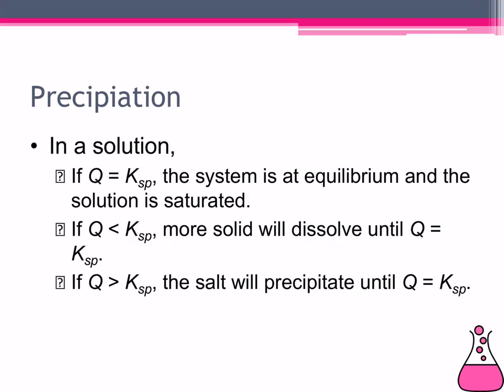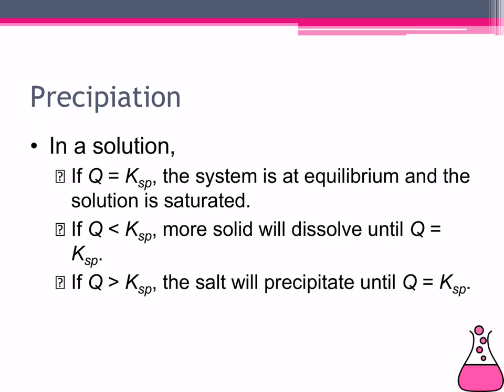So in a precipitation reaction, if my Q is equal to my KSP, the system's at equilibrium, and that tells me it's a saturated solution, because I only end up with this equilibrium between my dissolved substance and my solid if I have a saturated solution. If my Q is less than my KSP value, more solid needs to dissolve to get Q equal to KSP. So no precipitation happens there; I actually dissolve more of the solid.